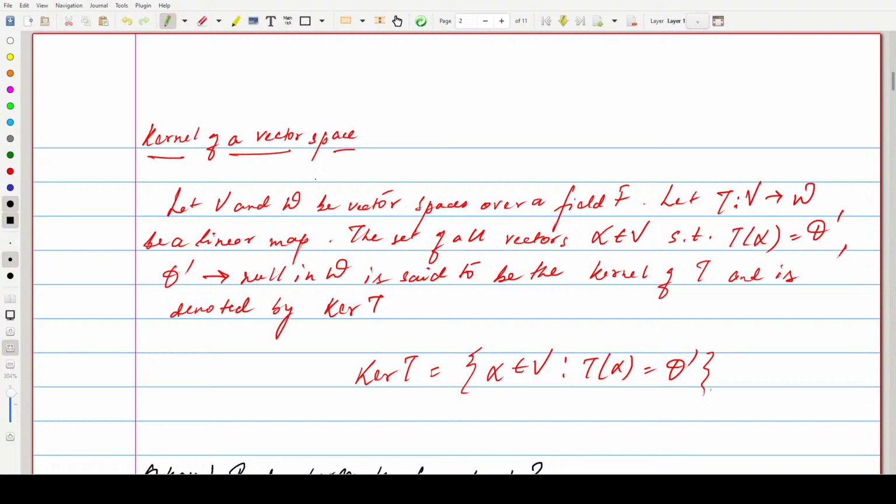So we have a transformation and we have the kernel. We've seen what a kernel is, and can anyone tell me how we can represent this geometrically?